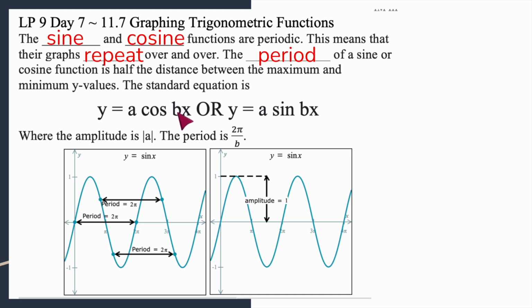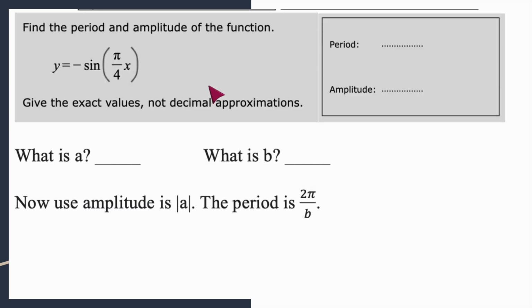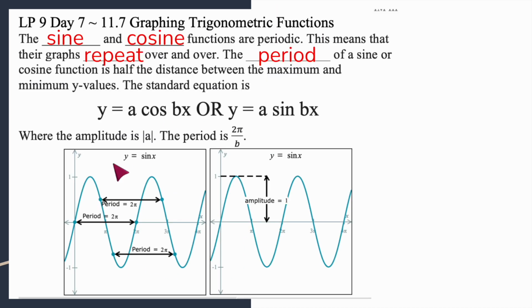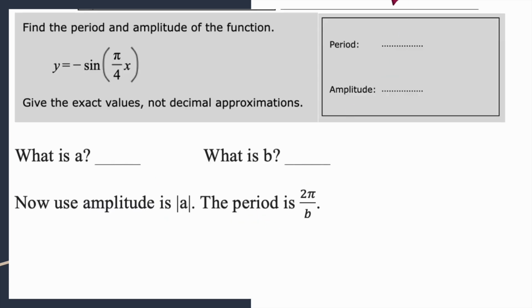So b is right here, it's that number being multiplied by x, and we just say 2 pi divided by that number. Okay, so using these two, we can very quickly find the amplitude and the period of these graphs without even actually looking at the graph. So Alex is not going to show you a picture of the graph. That was just a picture from the explanation page so that you could see what I'm talking about, but on Alex, this is what you're going to see for your problem.